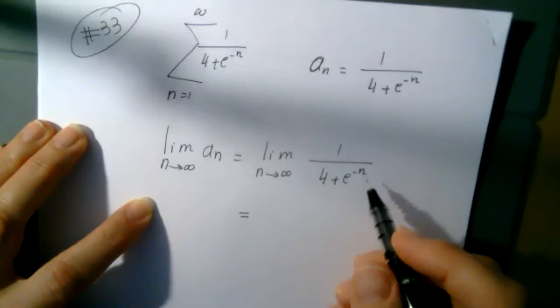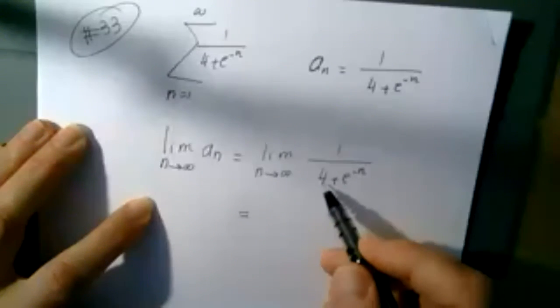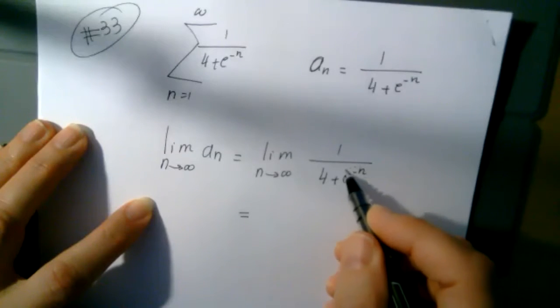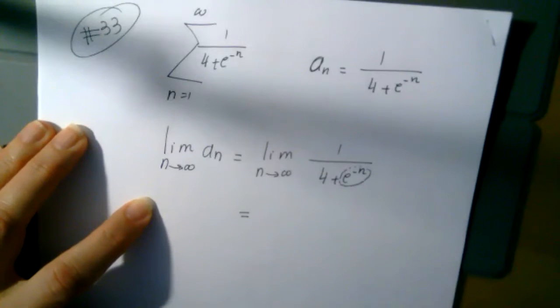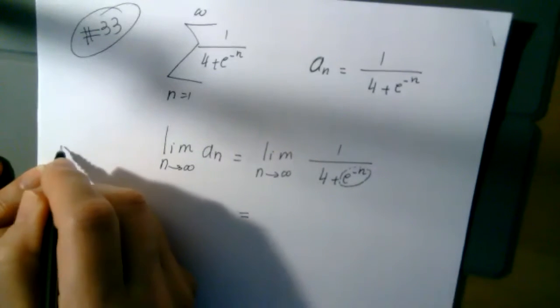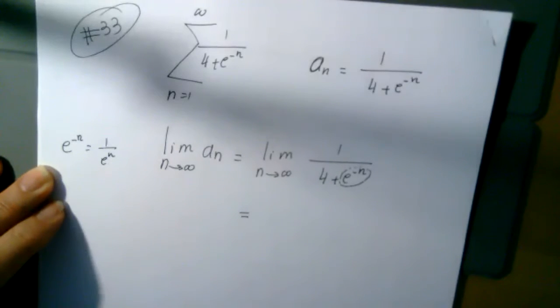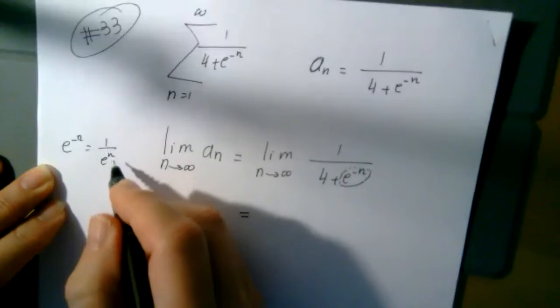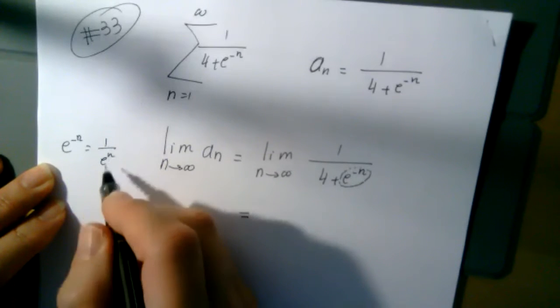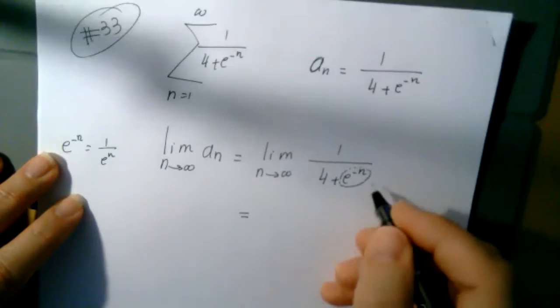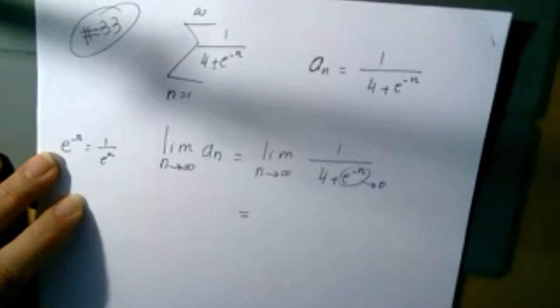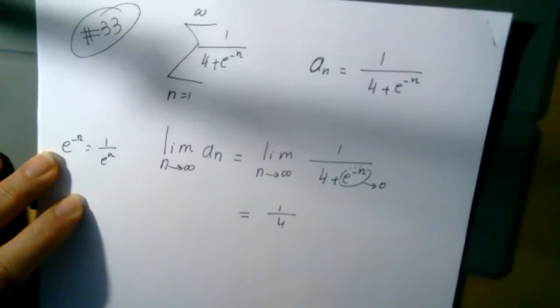Okay, let's analyze it. 1 over 4 plus this term. What happens to e to the minus n when n goes to infinity? It goes to where? Ideas? 0. I'm getting a lot of zeros. Zero is absolutely correct because, as I said several times, e to the minus n is 1 over e to the n. When n goes to infinity, e to the n goes to infinity, and 1 over something very large is very small. So this one is going to go to 0, and this is going to give me 1 over 4.